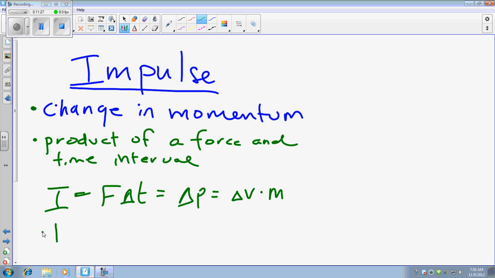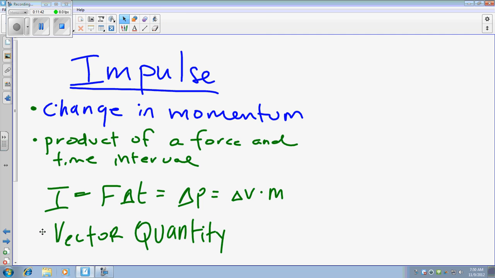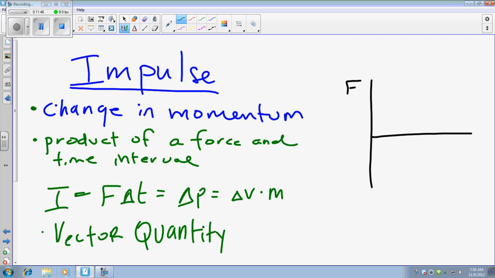Impulse is a vector quantity. That means direction does matter. So whenever we're thinking about impulse, we want to think about it as a vector quantity. Finally, the last thing with impulse is you may see a graph in which you are comparing the force of an object and the time that that force is applied. In order to calculate the impulse or the change in momentum, all you'll have to do is find the area under that line. That area under that line will give you the impulse or give you the change in momentum.